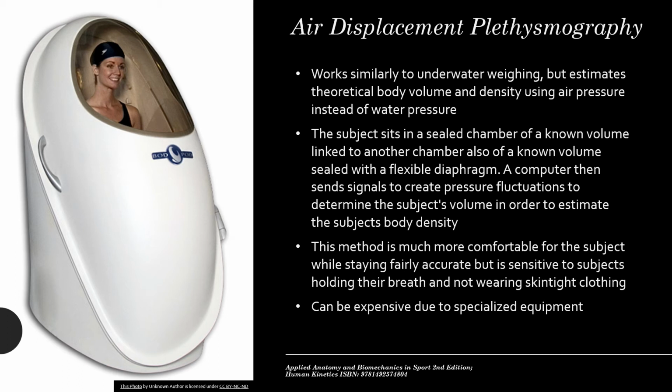So the subject is going to sit in this little spaceship-looking container that's divided into 2 different chambers, and each of them is going to have a known volume. And then we're going to have a computer unit that hooks into this. There's a diaphragm in the back of the machine that's going to fluctuate back and forth to change the air pressure. And then this is going to do some magical math calculations and give us the subject's body volume.